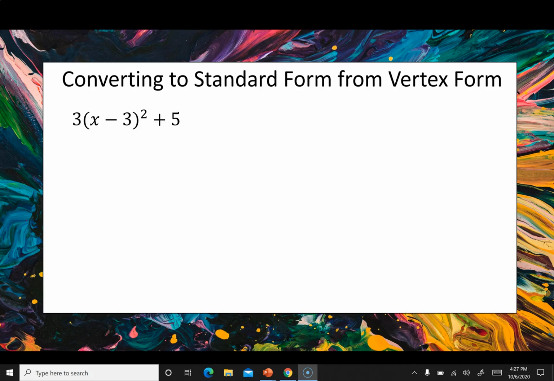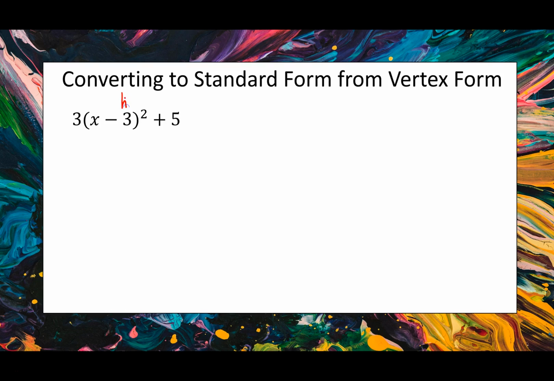Well, hot diggity dang, it's time to convert to standard form starting in vertex form. So take a look at this problem. You should identify it as vertex form. Remember, it's in that h comma k, where you've got your x minus h, squared, times a, plus k. So this is definitely vertex form, and we want to convert this into ax squared plus bx plus c.